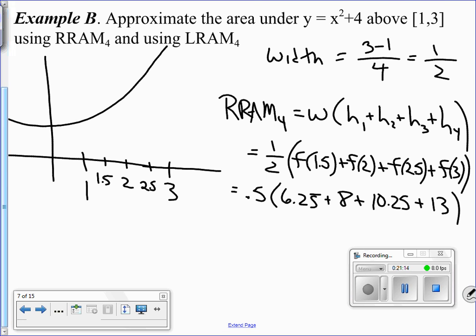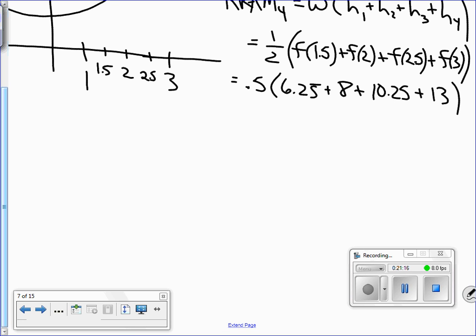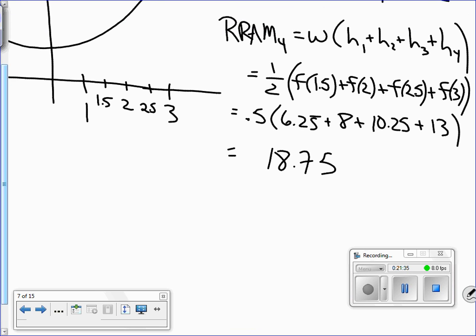Okay, now let's see. What do we get when we do all this? We get 37.5? Oh, 18.75, final answer? I like it. I think that's right. Sounds familiar to me. Did anyone get a different answer? No? All right, I'm buying it. All right, that was using a right-hand Riemann sum.